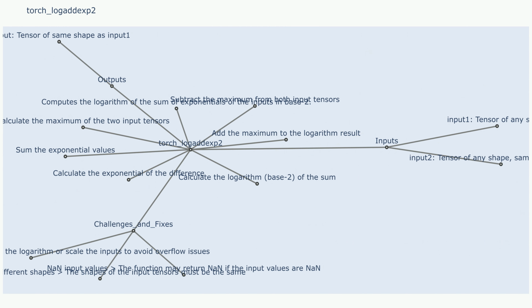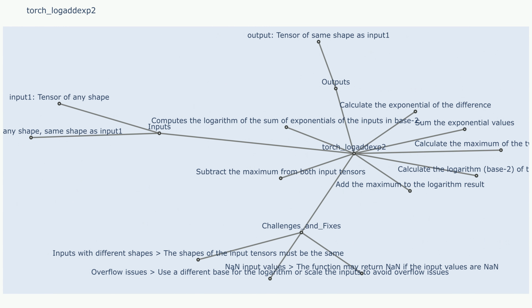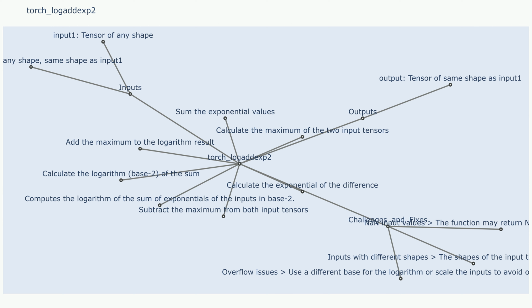Challenges and fixes. Challenge 1: numerical instability. When the input values are very large or very small, the calculation of exponentials can lead to overflow or underflow errors. Sample use case that resulted in challenge 1: when input 1 and input 2 are large positive numbers, 2^input1 and 2^input2 can become extremely large, causing an overflow error.